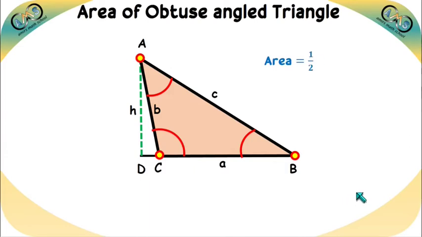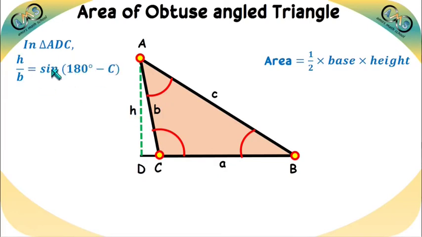We know the area is half times base times height, and we are going to express this height in terms of this side. So in triangle ADC, we can write sin A is equal to h by b, that is, sine of (180 minus C). That is, if this value is C and this one is one straight angle, so this value is 180 minus C. So h by b is equal to sine (180 minus C), so h is equal to b sine C, since sine (180 minus C) is again sine C. So the value of h is b sine C.